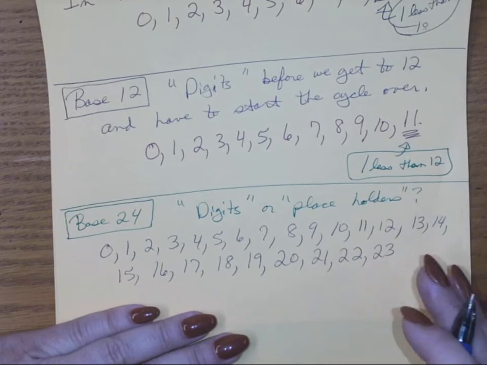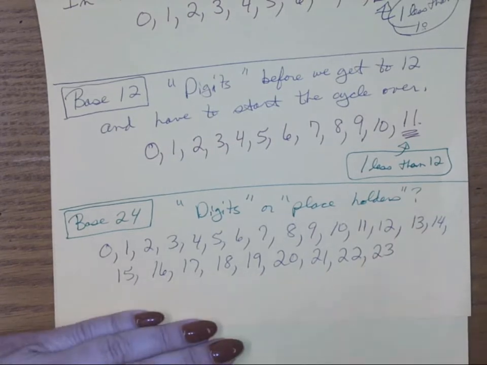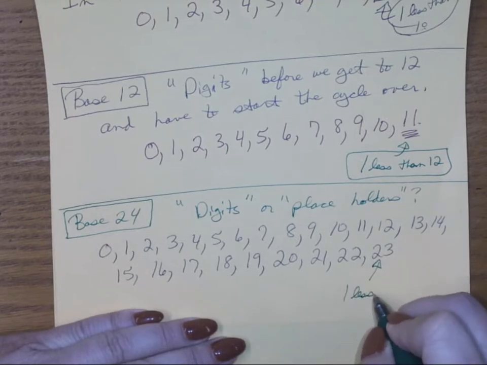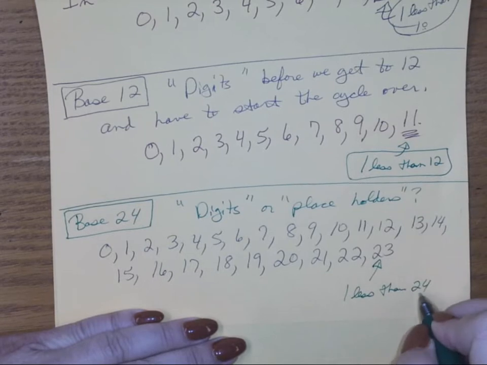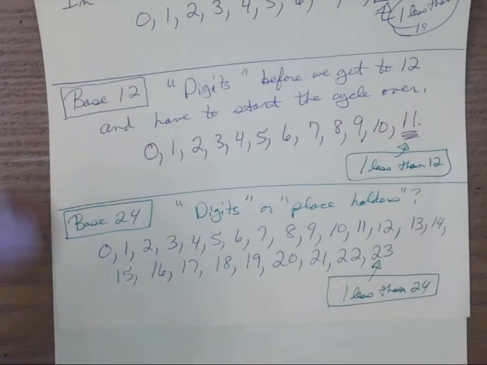And again, I'm not going to go all the way to midnight because that would be 24. I'm not allowed the 24 because I'm in base 24. So again, this guy right here is 1 less than 24. Okay, so I think we see the pattern that's coming in there. This actually happens for all kinds of bases.